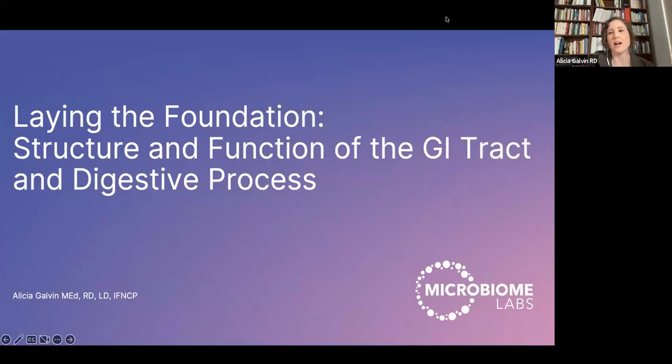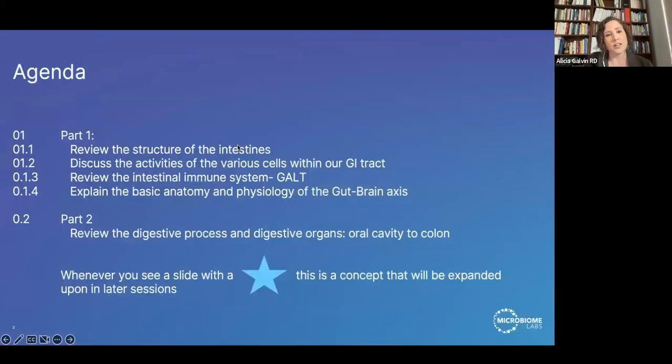And so, the hope today is that we can really review some foundational concepts, bring in some things that maybe you've learned in the past, but maybe have forgotten, but are still valuable and important to understand when you're working with clients, especially in the realm of GI disorders. So this is our agenda for today.